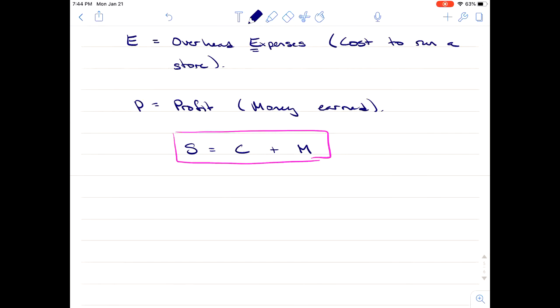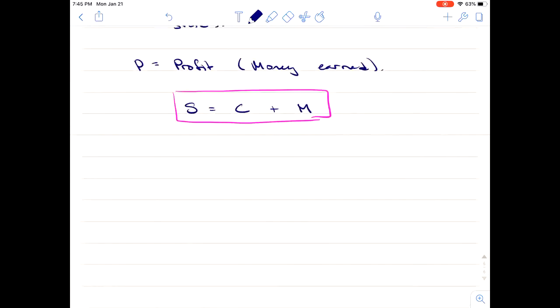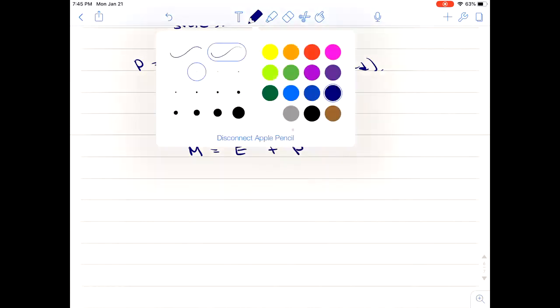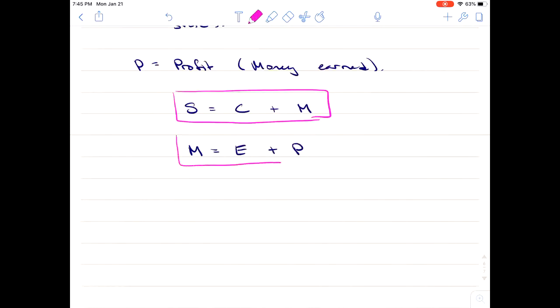So that makes sense, right? Now it just is a matter of memorizing these things and what they all mean. But the selling price, S, has to take into account C, the cost to buy this thing, and the markup. But we've also got M is E plus P, right? So we've got the markup is the overhead plus the profit.